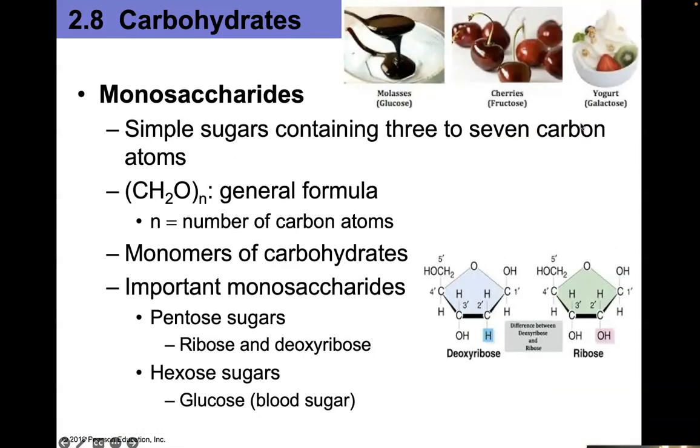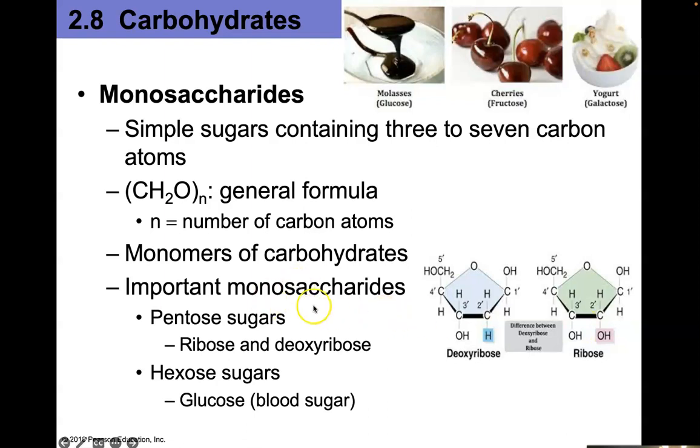So again, here's the general formula. It's just what I showed you. These are simple sugars containing 3 to 7 carbon atoms. Our monomers, again, are carbohydrates, and we put those monomers together, we can make our polysaccharides.